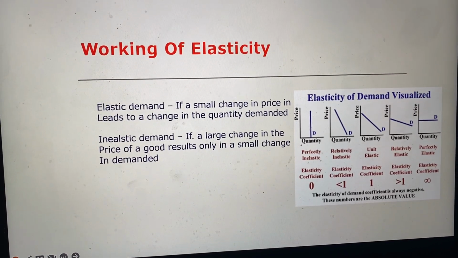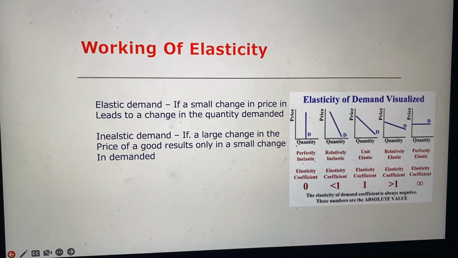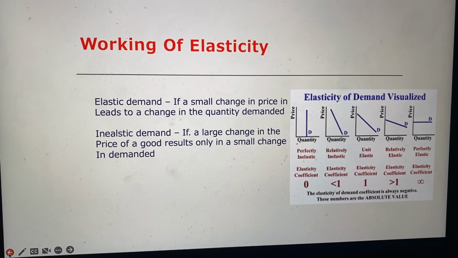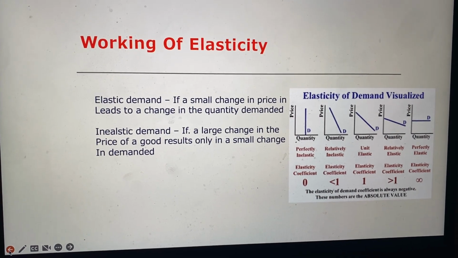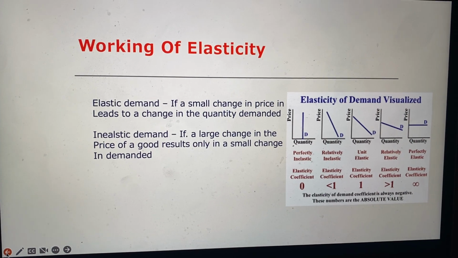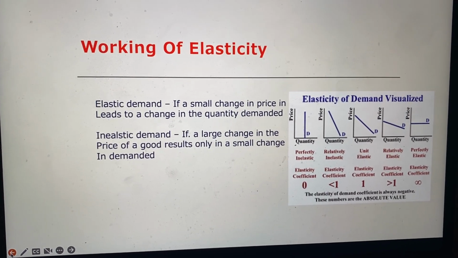If the price elasticity is greater than 1, then the demand is considered elastic, and if it is less than 1, then it is inelastic. On the other hand, if it is equal to 1, the demand is said to be unit elastic. Two extreme cases are when a small change in price results in an infinite change in quantity demanded. It means it is perfectly elastic.